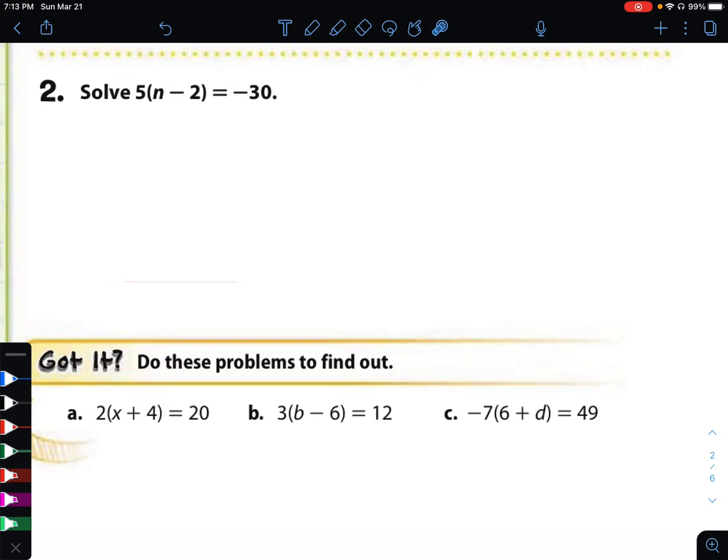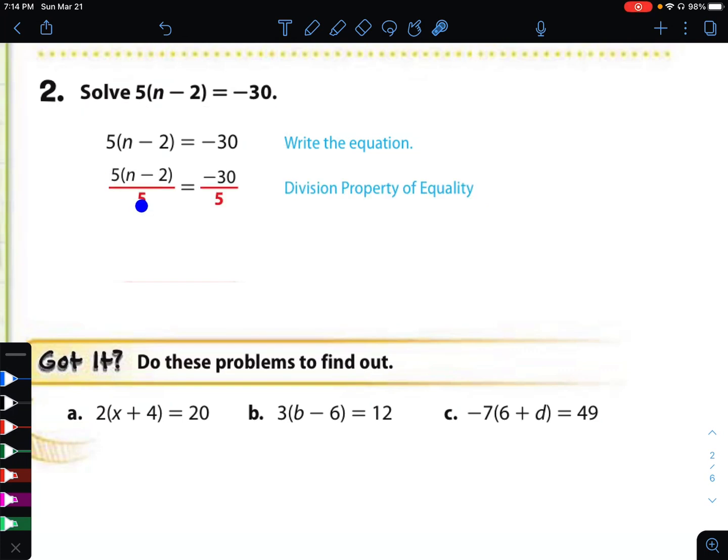Okay, so we want to solve 5 times the quantity n minus 2 equals negative 30. Again, first copy the problem down. This is a multiplication equation, so the 5 and n minus 2 are factors, and we need to undo 5. For us to undo 5, we use the division property of equality and divide both sides by 5. The 5 cancels out, and we are left with n minus 2 equals negative 6, because negative 30 over 5 is negative 6.